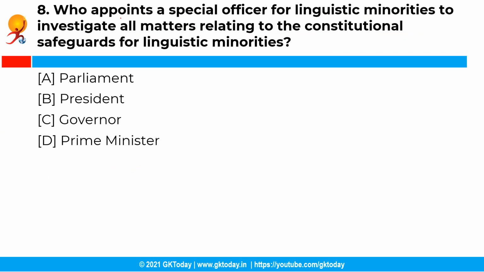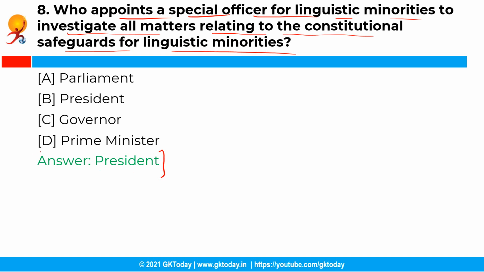Moving ahead with the next question. Who appoints a special officer for linguistic minorities to investigate all matters relating to the constitutional safeguards for linguistic minorities? Now you have the following options and the correct answer is option B, that is President. So the President of India should appoint a special officer for linguistic minorities, and this officer investigates all matters relating to the constitutional safeguards for linguistic minorities and also reports to the President.